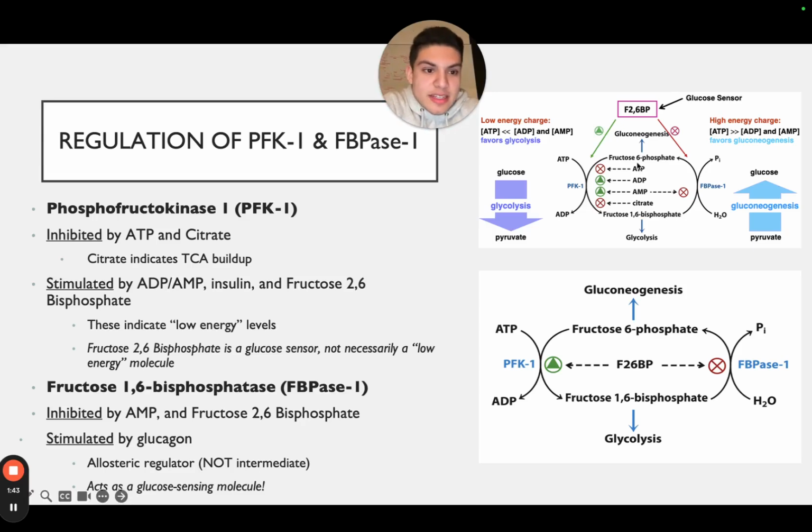And yeah, this is just exactly what I was just telling you: fructose 1,6-bisphosphatase is also stimulated by glucagon. What is glucagon? Glucagon is a hormone that is secreted that tells you, hey, we have low glucose levels and we need to generate more. And so gluconeogenesis is going to be stimulated in all the cells so we can generate glucose and transport it into the blood, so we maintain stable blood glucose levels. And again, it's an allosteric regulator, not an intermediate, and it acts as a glucose sensing molecule as well, along with fructose 2,6-bisphosphate.